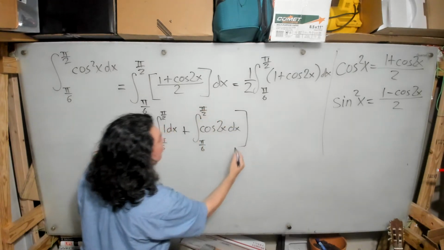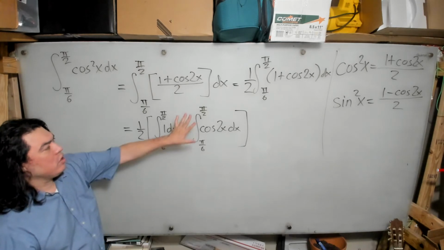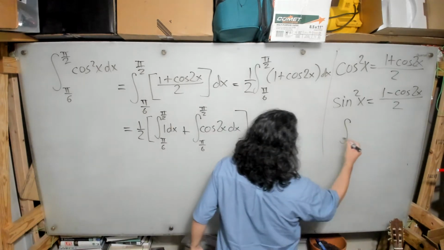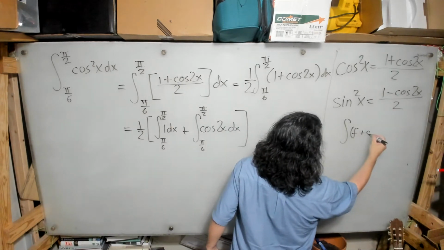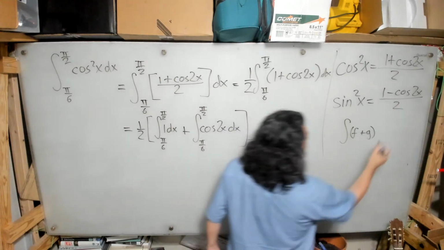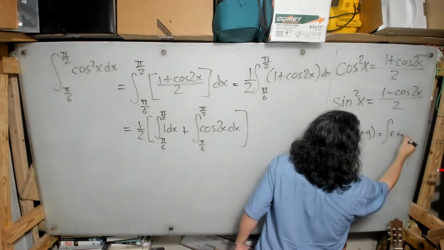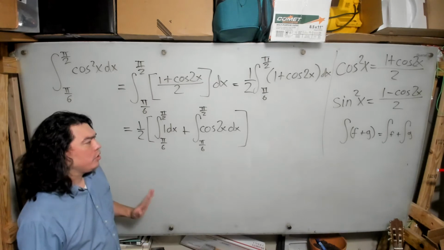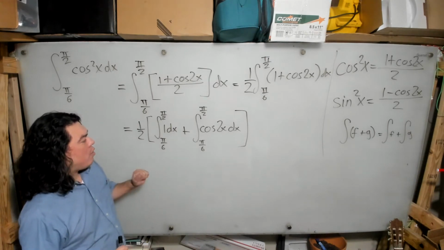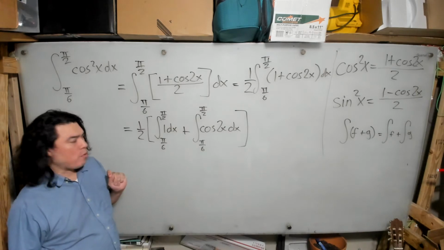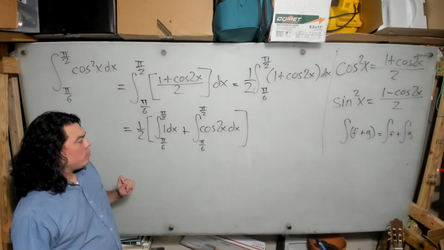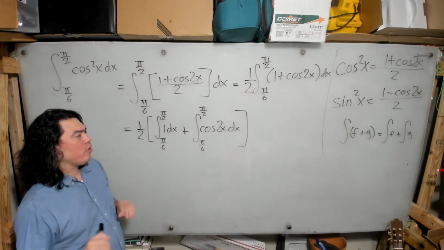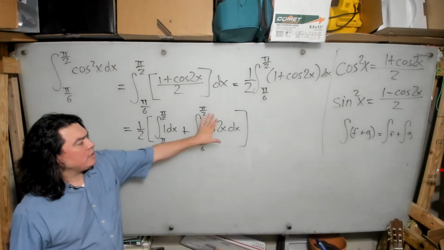Notice that what I did from here to here is I applied the rule that the integral of the sum of two functions, f plus g, is going to equal the integral of f plus the integral of g. You guys with me? Now, this first integral is actually very straightforward. This other integral is not hard, but it's a little more involved. So I'm going to set this one up for us.